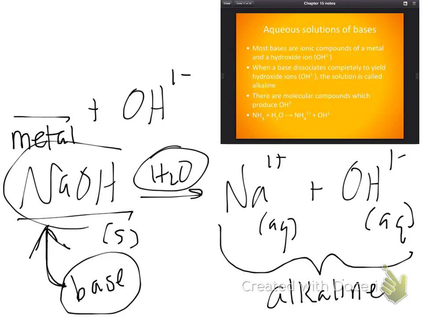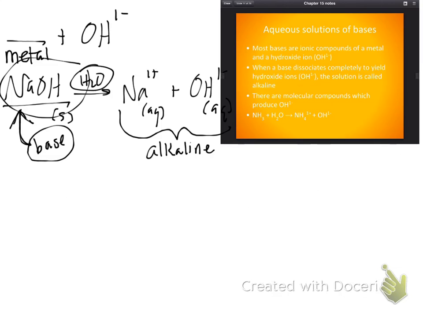Sodium hydroxide is what kind of compound? Well, it's a base. Whoops. It's base. And is it molecular or ionic? It's ionic, clearly. Now, there are also molecular compounds that will produce hydroxide ions in solution. And you have worked with one of them. NH3 is the prime example. What is NH3 called?